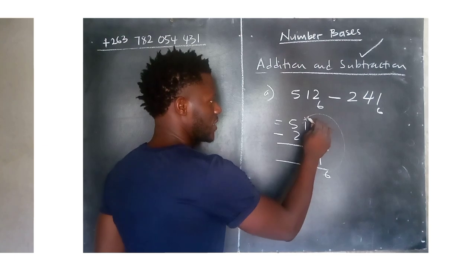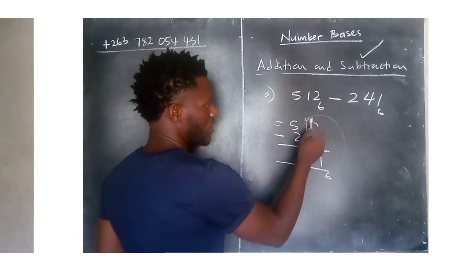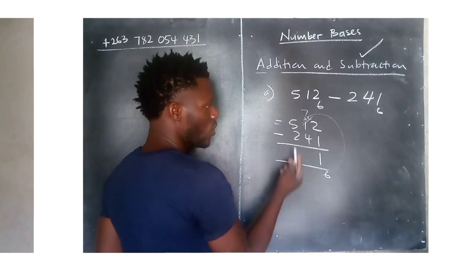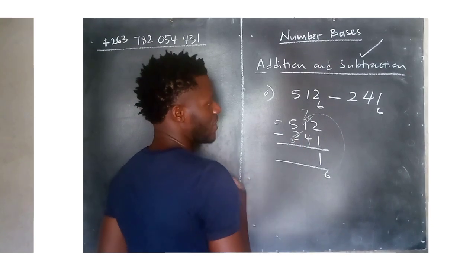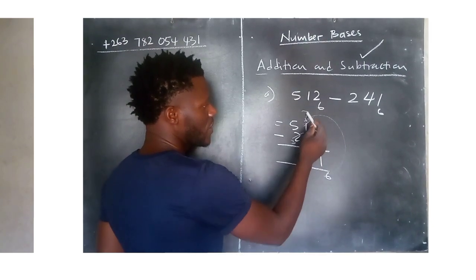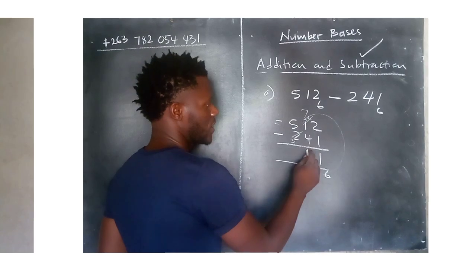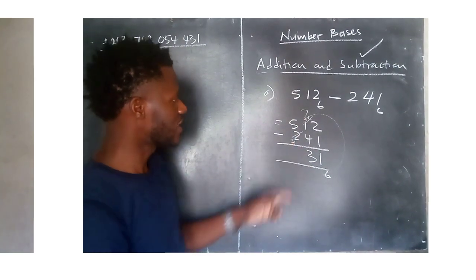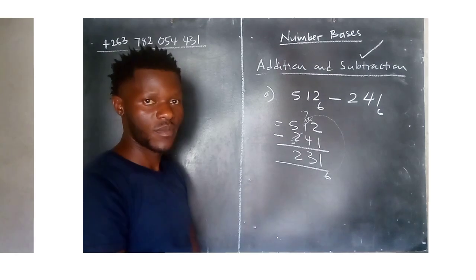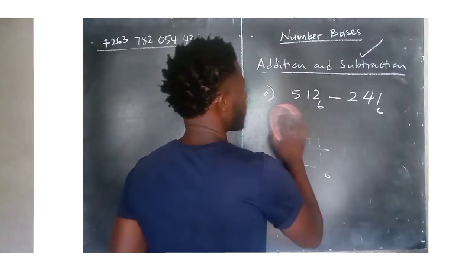So you add 6 here, so it becomes 7. By so doing, the lower term of the next column will get 1 more unit to become 3. So it's now 7 minus 4, we get 3. This is no longer 5 minus 2, it's now 5 minus 3, we get 2. Let me do one more example so you understand.